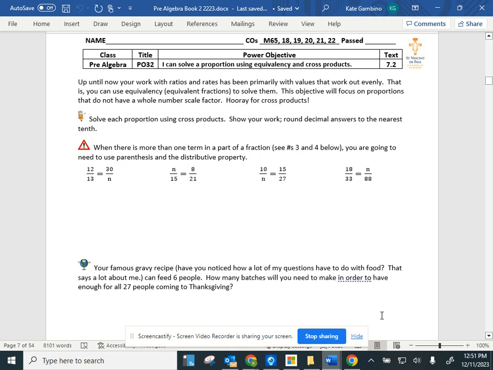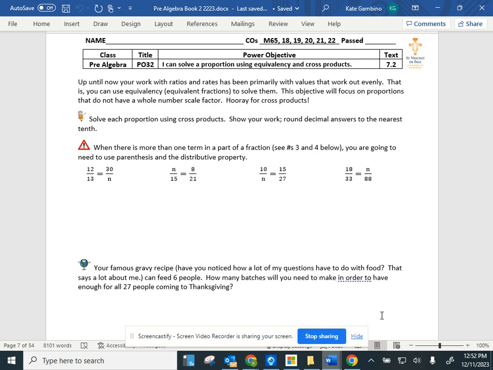Good afternoon. Today we are continuing with our proportions and ratios, and we are working on PO32. It's a PO. This is a power objective. I can solve a proportion using equivalency and cross products. So we've done finding equivalence in the past. We've done cross products in the past. Now we're just looking at them with proportions to find our missing part of the proportion.